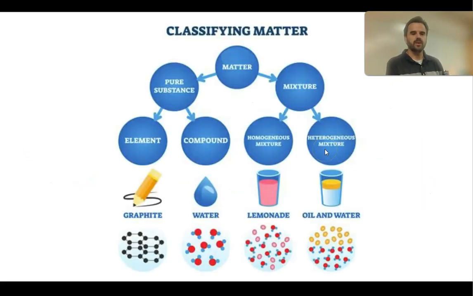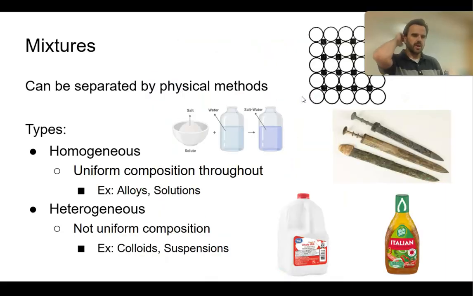All right, so now classifying matter. So we have, again, we start with matter, we have pure substances, we have elements and compounds. Now we're going to be talking about mixtures. Okay, mixtures are when we put two pure substances together to form a mixture. Okay, and so the key is that mixtures can be separated by physical methods. Okay, and one key too is that they can have different proportions. They're not always the same proportions.